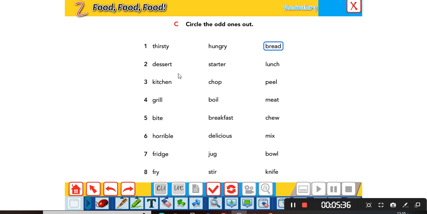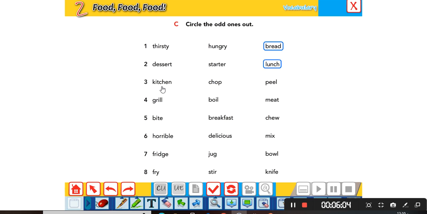Number 2, dessert, starter, and lunch. Dessert is the sweet meal that you can have at the end, the sweet dish that you can have at the end of your meal, while a starter is the appetizer or the dish that you start your meal with. So both are parts of the meal, while lunch is a whole meal. So that's why lunch is the odd one here.